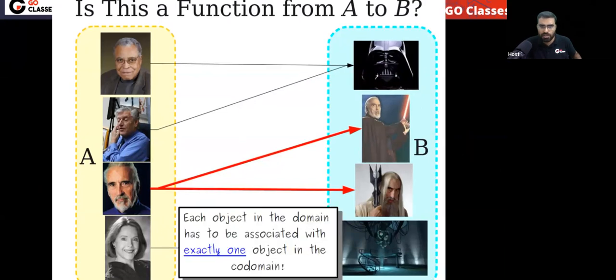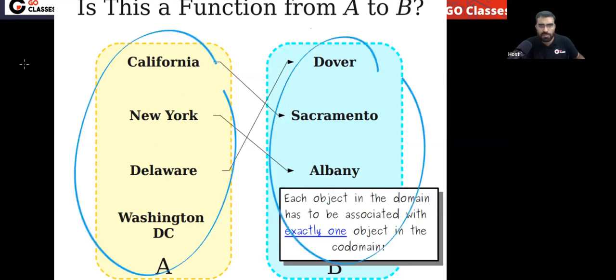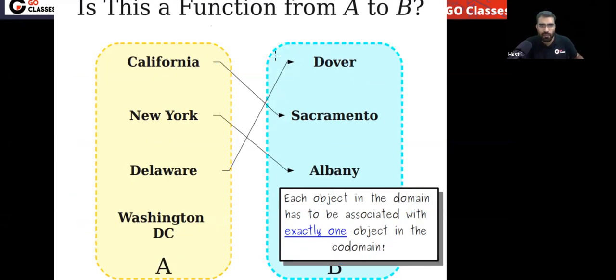What about this one? This we have already seen. Now let's see this one. Is this a function? From this domain to this codomain, is this a function? No, this is not a function. Why is this not a function? Because this element has no mapping. Yes or no? This element does not have any mapping.